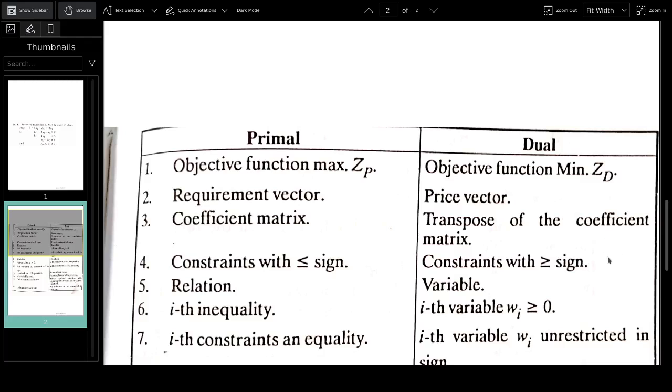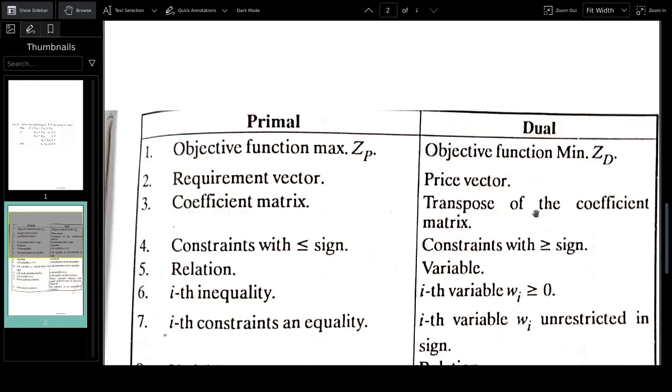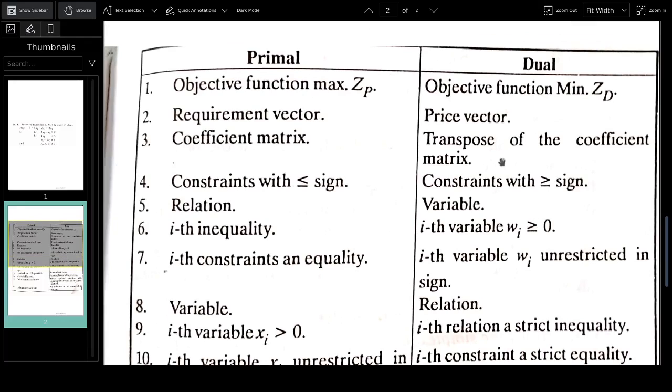Objective function is what? In dual, what is the objective function? Right? So you see there are some points. Here primal and dual, you see correspondence between primal and dual. So in primal, objective function is always what? In primal, objective function is maximization, and this is denoted by ZP.